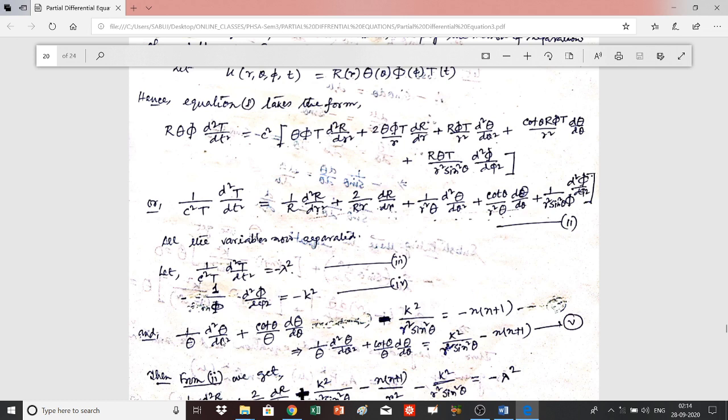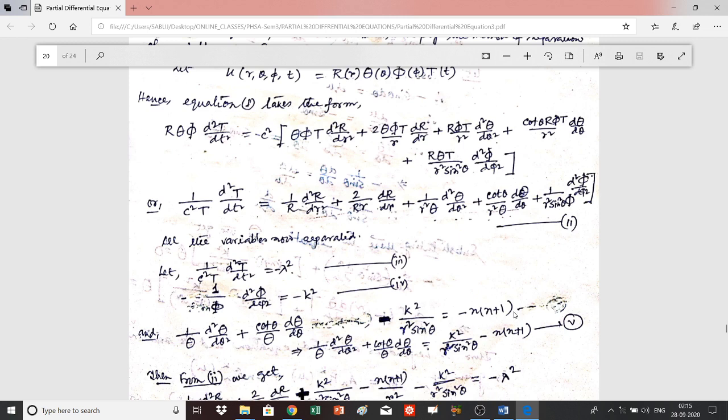Here this will be d²Φ/dφ². So (1/Θ)(d²Θ/dθ² + cot θ dΘ/dθ) equals, with also this term, another term, that is k²/sin²θ. What was the k²? k² was this. Okay, k² is equal to minus n(n+1).